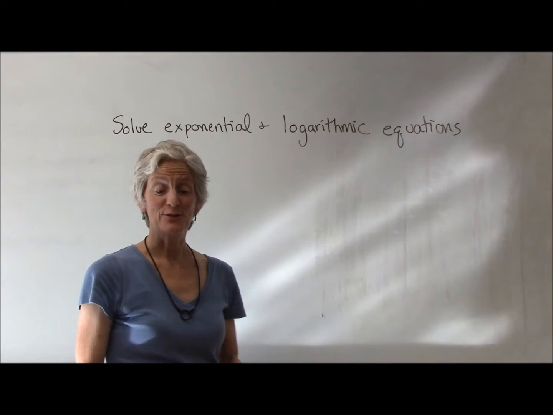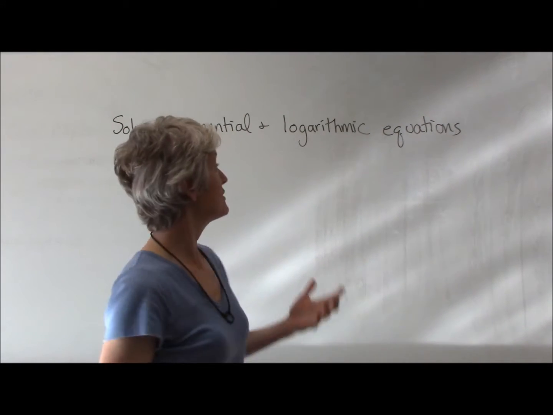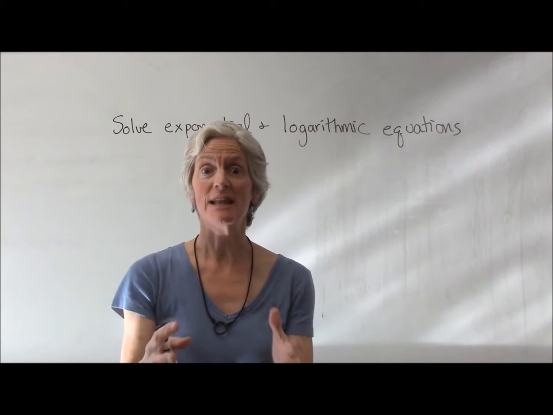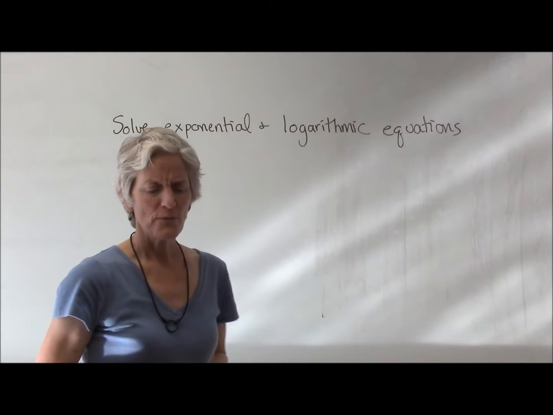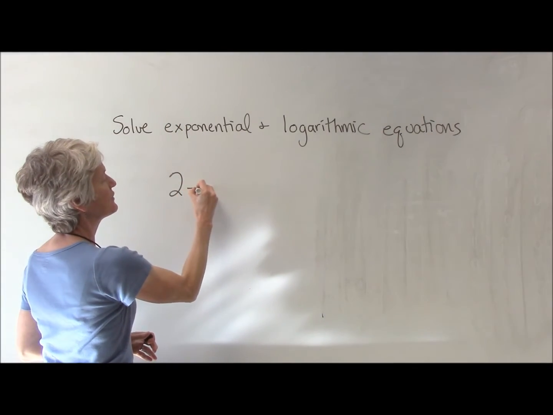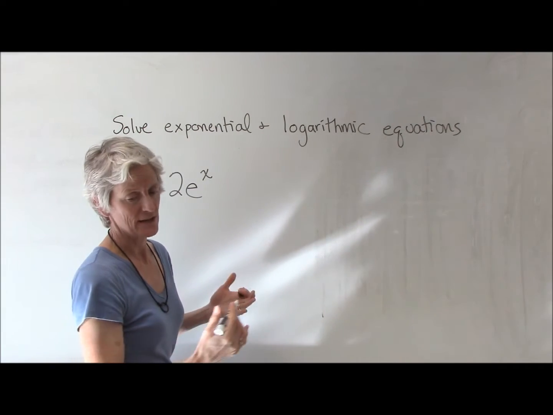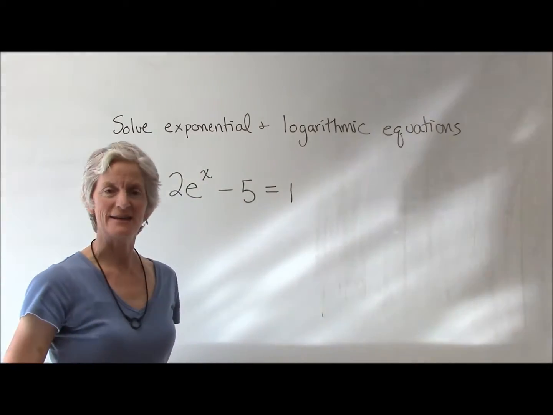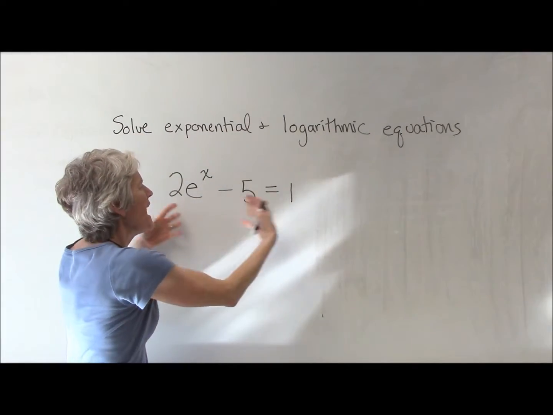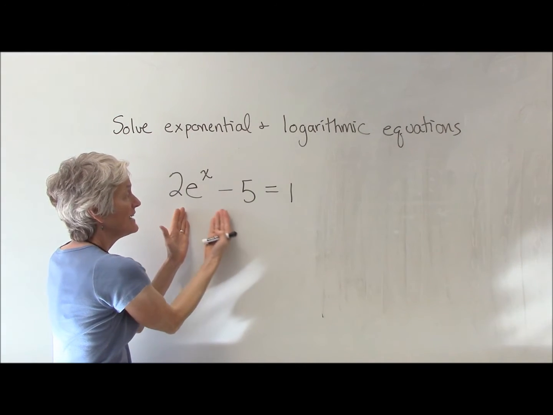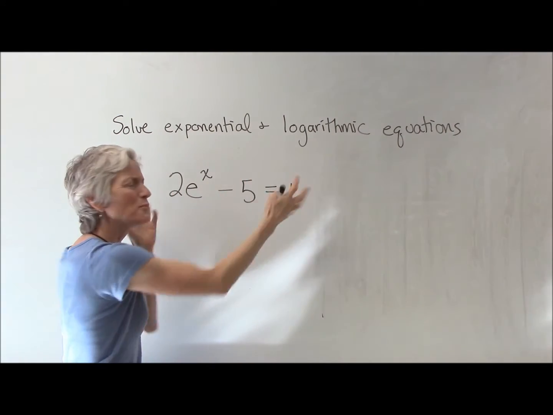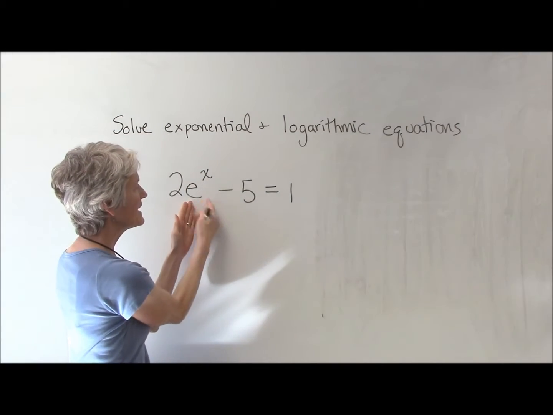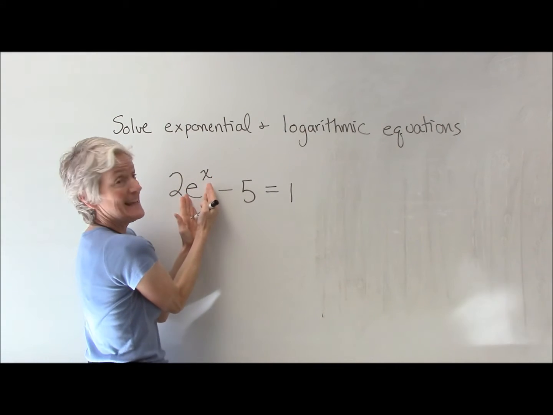Let's talk about how to solve some exponential and some logarithmic equations. Whenever we're solving an equation, we usually like to isolate the thing we're solving for. So, for example, if I'm wanting to solve for x in this equation, I want to get the x by itself. That means I want to first isolate that e to the x. I want to peel away the layers, like peeling away the layers of an onion. If I'm wanting to get this x by itself, I want to get that e to the x by itself.